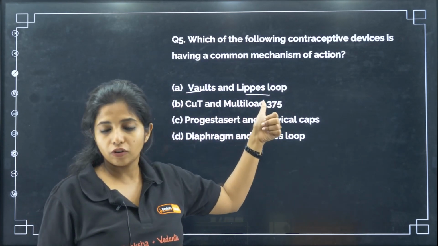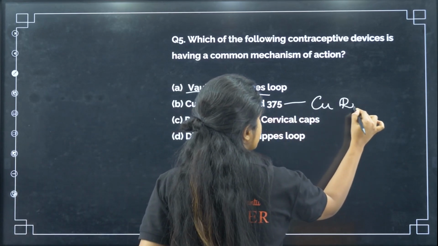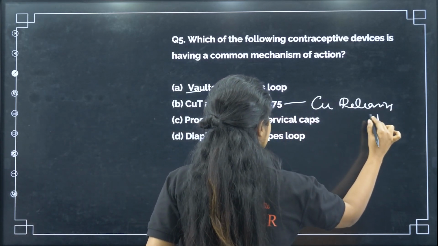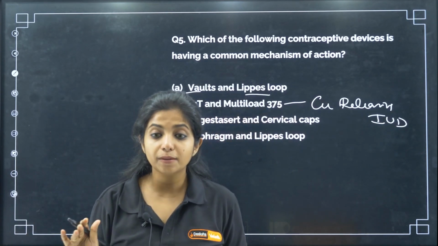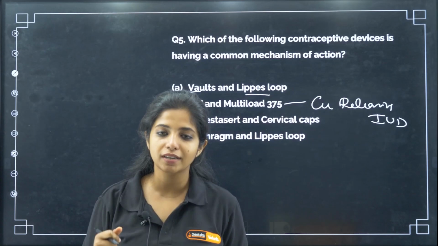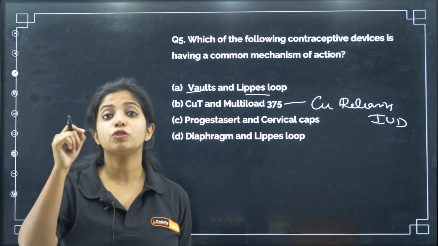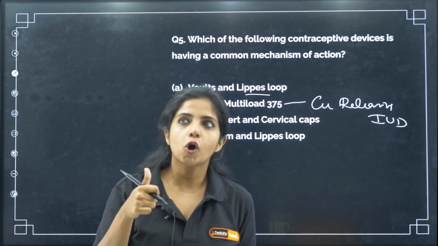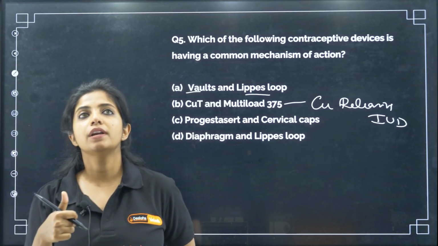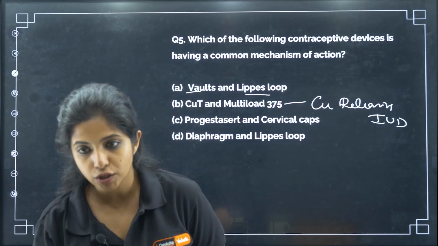CuT and Multiload 375, both come in one category, and that is copper releasing IUDs. Both of them release copper, my dear children. And how does copper help in preventing implantation and ovulation, my dear children? Basically what is exactly happening is that the copper messes up with the motility of the sperm. The sperm would not be able to move properly. That is the reason, okay? And also one more thing happens because of copper, that is the fertilizing capacity of the sperm also reduces because of copper.